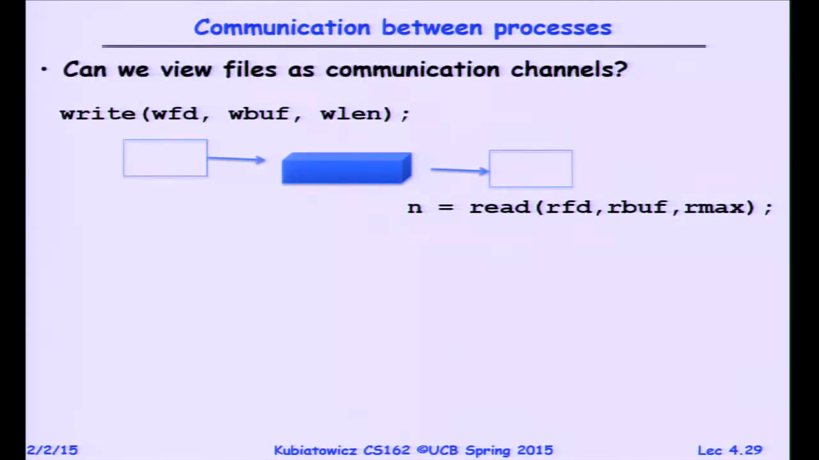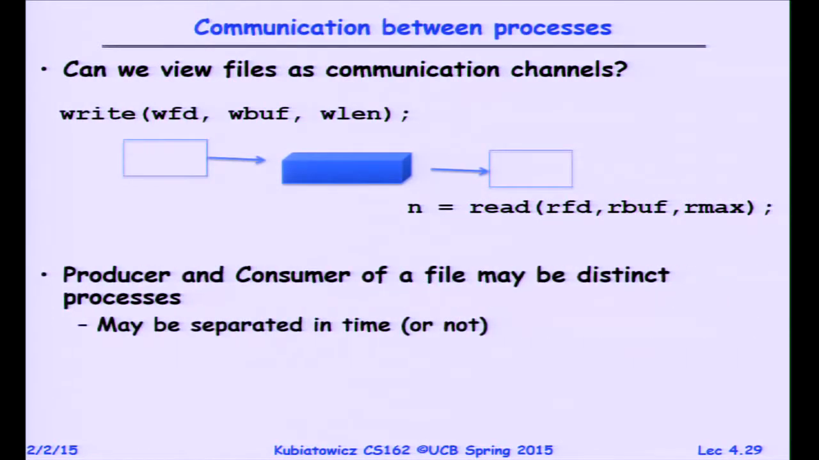And, of course, the producer and consumer being different processes is quite a possibility. And what's even more interesting is we could easily separate this in time, right? So process A could write a bunch of stuff, and then process B could come back tomorrow and read it. Okay, not a big deal.